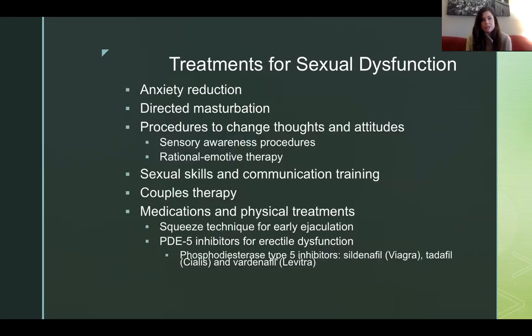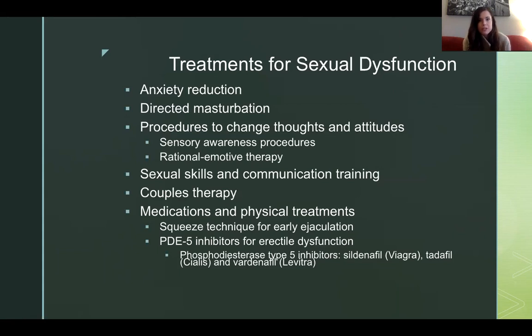So treatments for sexual dysfunction include anxiety reduction, directed masturbation, procedures to change thoughts and attitudes. So I've heard a lot about systematic desensitization being helpful, bit by bit, maybe trying to help the couple become more confident and comfortable with smaller sex acts and building up to a full sexual experience.